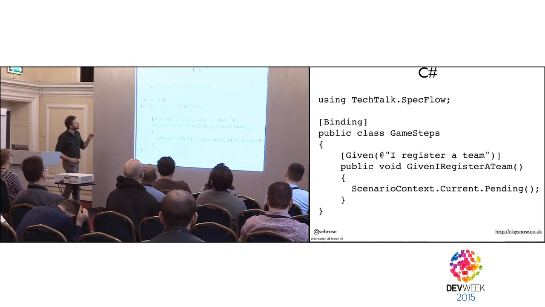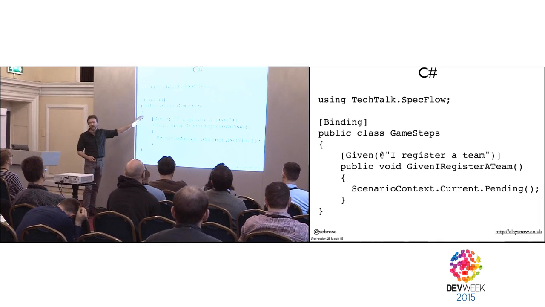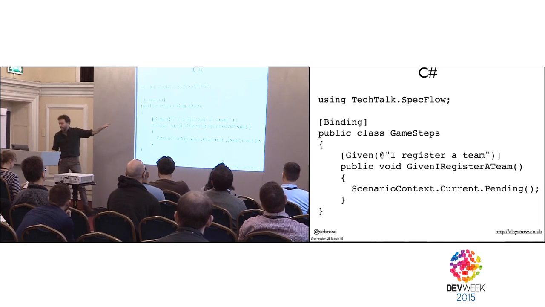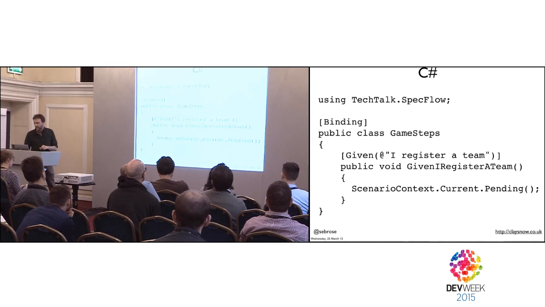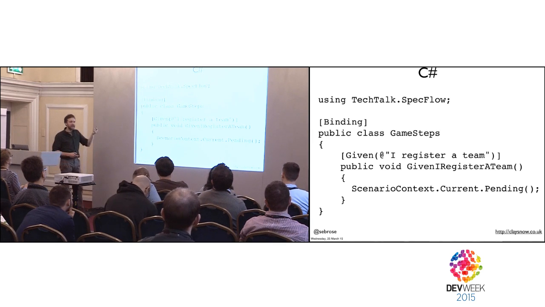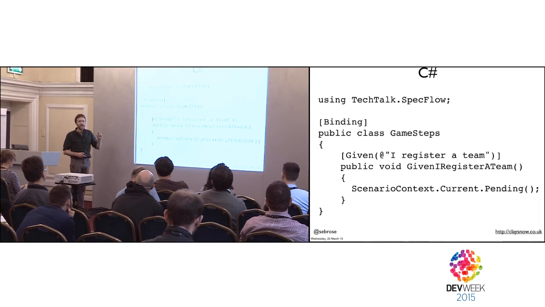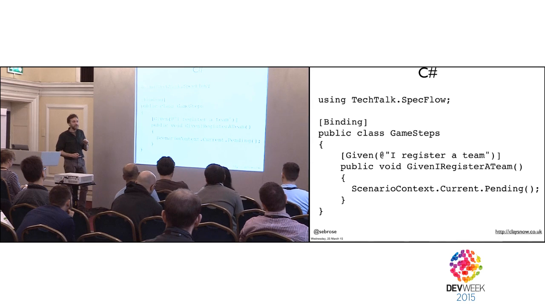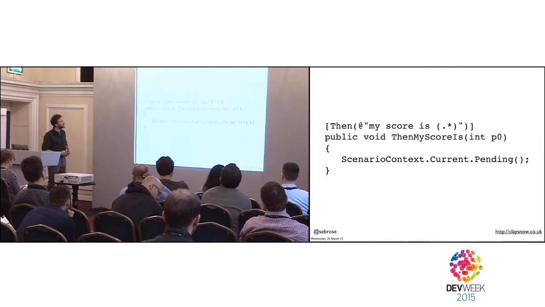So I'm now going to go to the next step. I'm going to stick with C# from now on. I apologize to anyone who's not happy with C#, but there you go. And so now I'm going to look at the second step, which was "then my score is 0". Now, the code that Cucumber, or SpecFlow, generates for that looks like this.